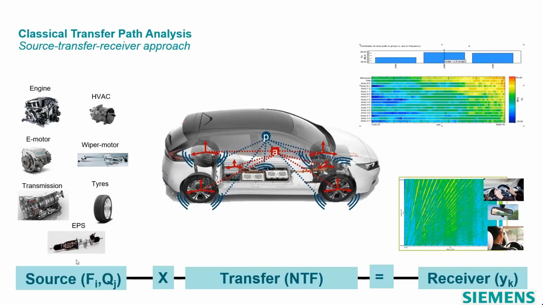If you do it test-based, you need to have the full vehicle available. That's the way it works. So we have to see if we can adapt this classical TPA so that we can also use it without the full vehicle available.